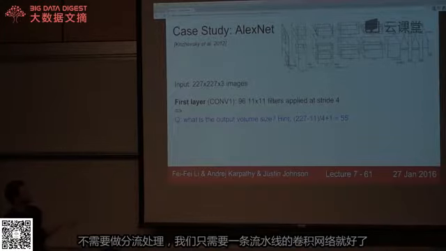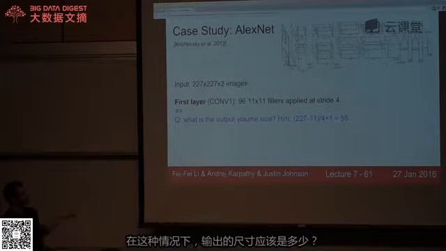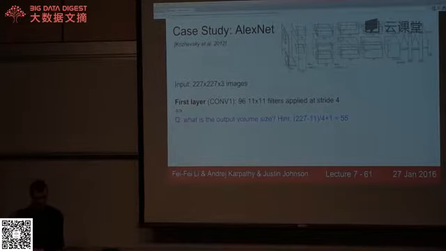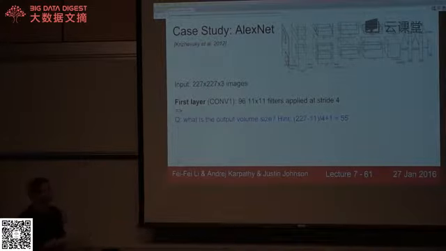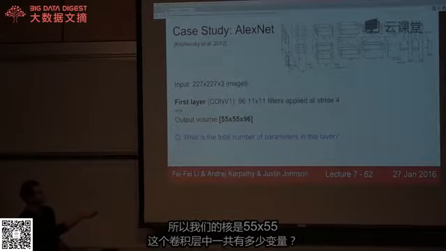Okay? So let's look at the first convolutional layer, which in this architecture had 96 filters, 11 by 11, and they were applied at stride 4 over this input. What would be the output volume size in this case? So the width and height are, I'm giving a hint, 55. What is the depth of the output volume after the first conv? 96. Awesome. So we have 55 by 55 by 96 because there are 96 kernels.